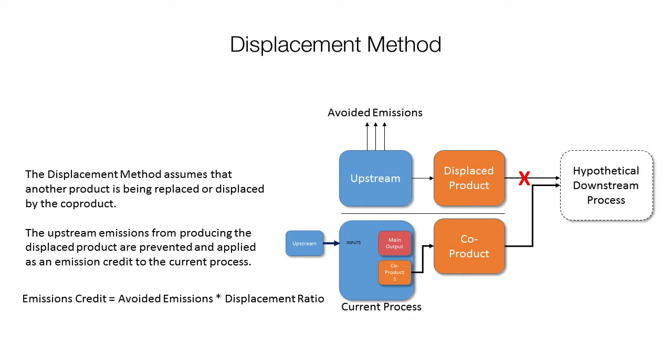When using the displacement method, we identify another product or material that will be displaced by our coproduct. GREET then subtracts the energy and emissions that would have resulted from the displaced product. These energy and emissions act as a credit toward the energy and emissions of the process, reducing overall energy and emissions.